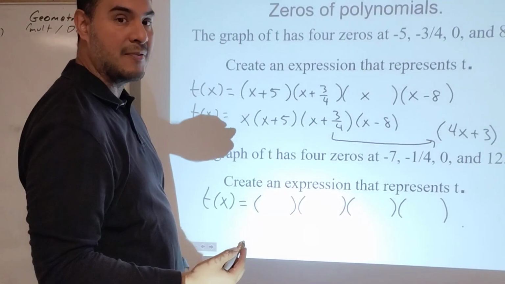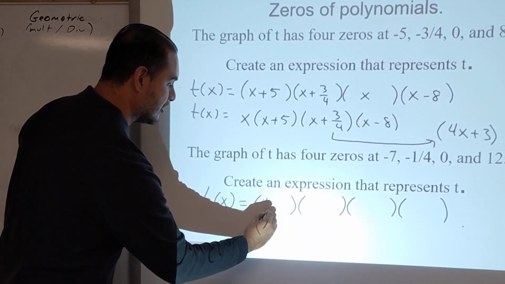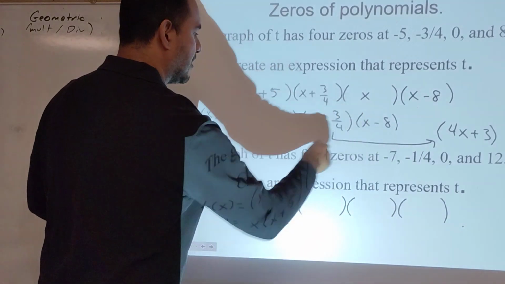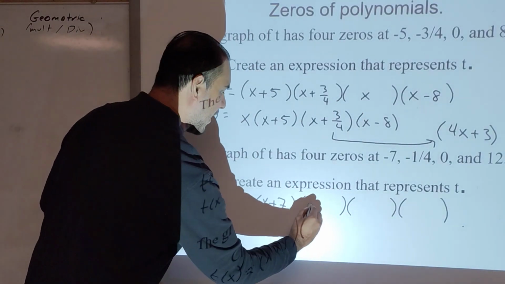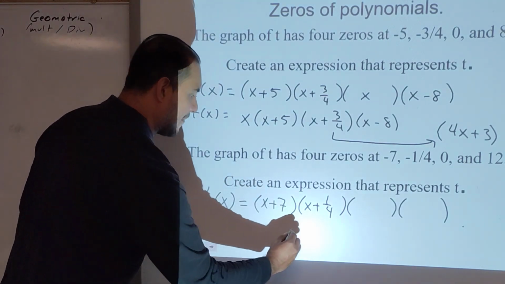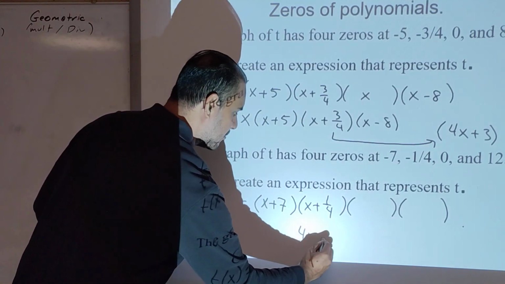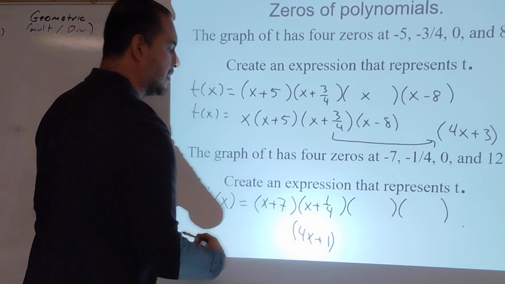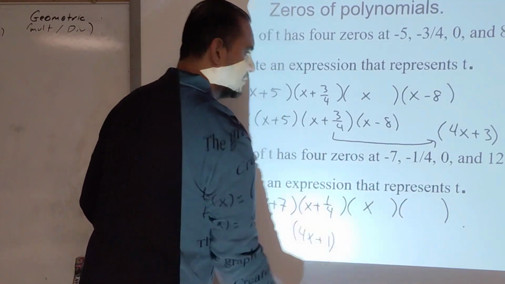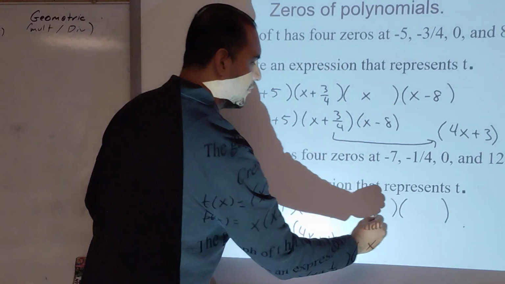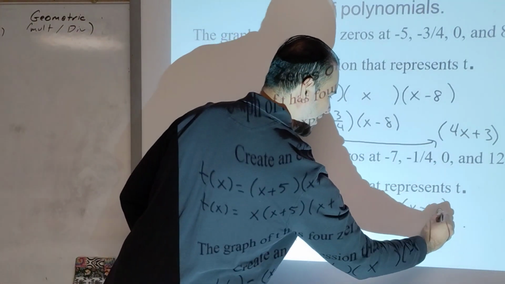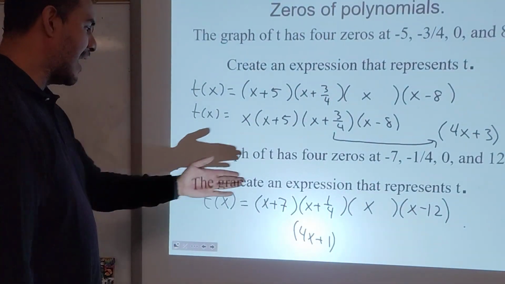Since we have a 0 at -7, then the factor is going to be x plus 7. The opposite of the number that you see there. Since one of the zeros is -1/4, then one of the factors is going to be x plus 1/4, which is the same as 4x plus 1. So either of these will be correct. If we have a factor at 0, then it's going to be just x. And then the 0 at +12 is going to give us a factor of x minus 12. Okay, that'll be our answer.